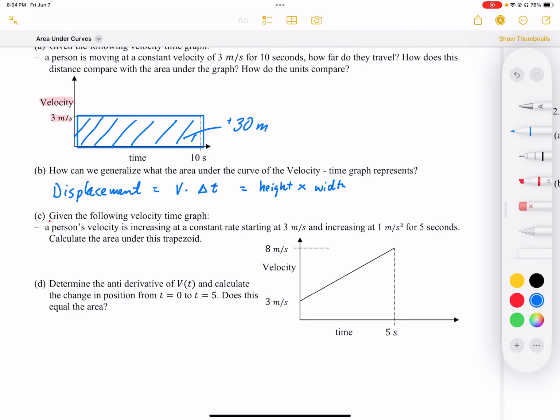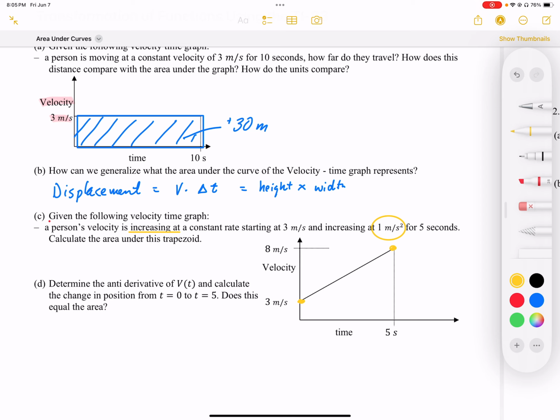But what if a person's velocity is changing? Well, if the rate is changing at a constant rate, so our rate of change or the slope of this function is constant, and this velocity is increasing at a constant rate of positive 1 meter per second squared, we're going to have a velocity that looks like this. We start at 3 meters per second, and we're going to end at 8 meters per second after 5 seconds.